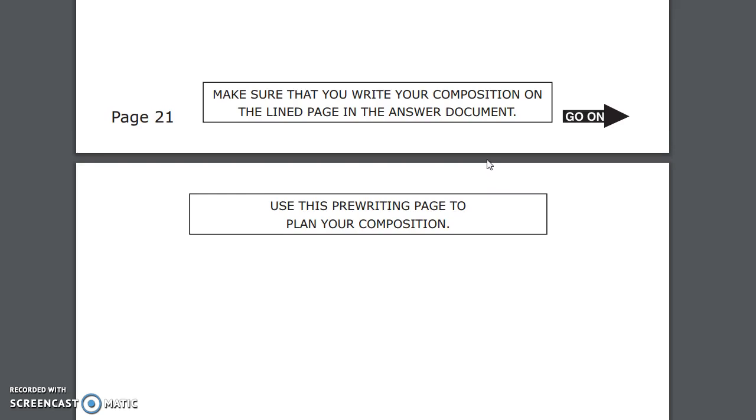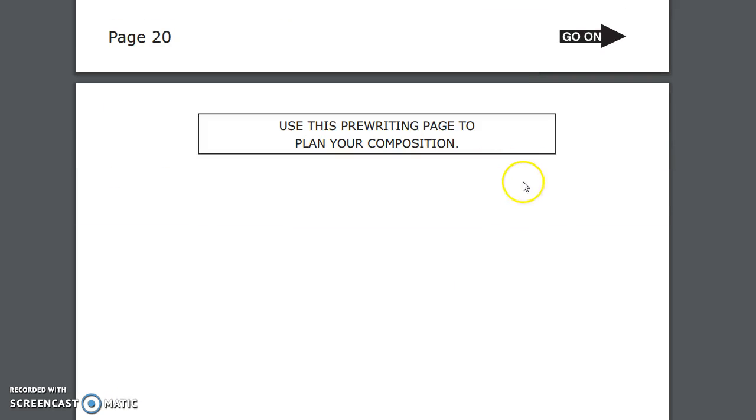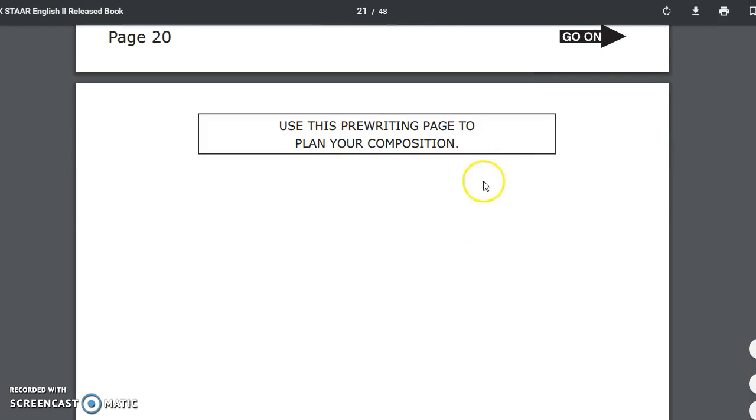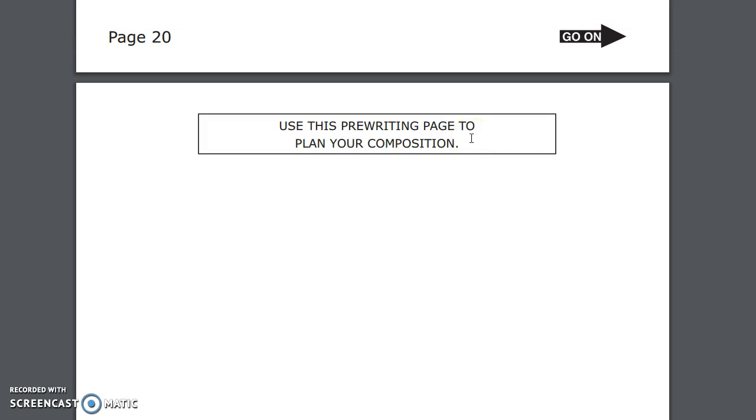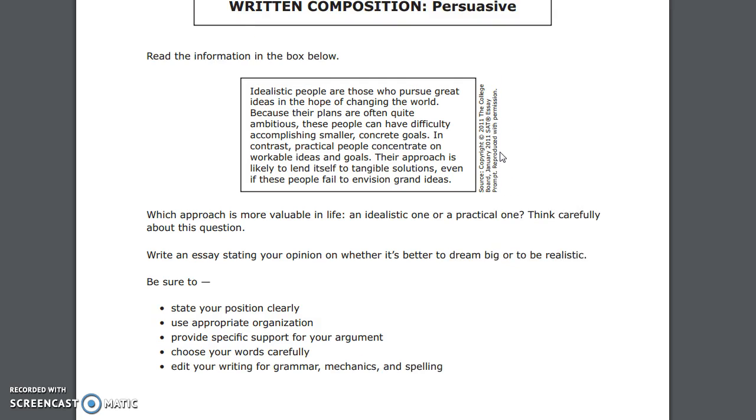So you have 2 full pages to go through and just do some planning. That's what you should be doing. Not writing on the 26-line paper, but using your time to pre-write. Just give yourself about 15 to 20 minutes to think about the prompt and brainstorm some ideas of what you could write about. So that might be the first step.